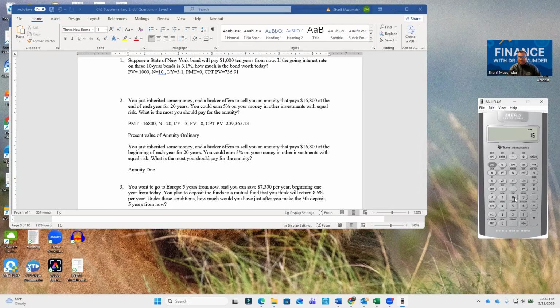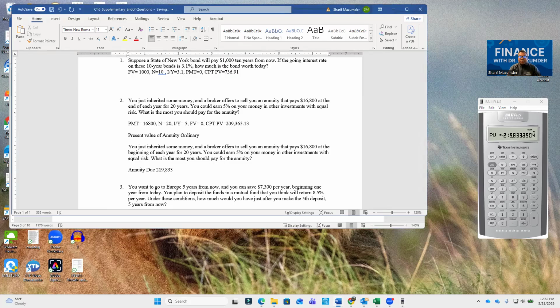So 16,800 is your payment, 20 N, 5 I over Y, 0 future value, compute present value. Look, now your present value is a little bit higher, which is 219,833.